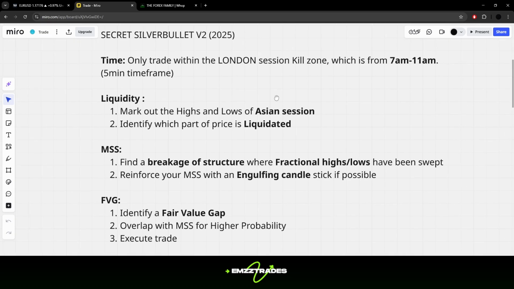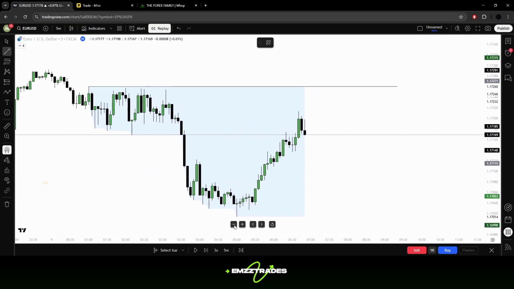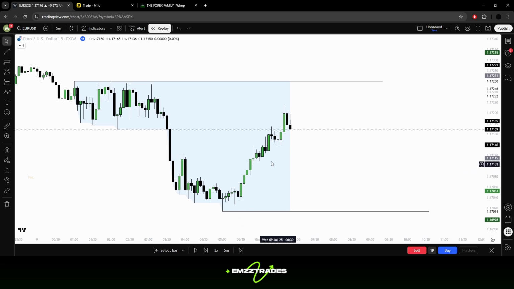So what you need to do is only trade within the London session kill zone. This is going to be from 7 a.m. until 11 a.m. on a 5-minute time frame. You need to mark out the highs and the lows of the Asian session. As you can see, I've already marked out the highs. Now I need to just mark out my lows.